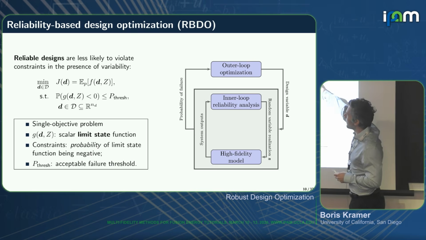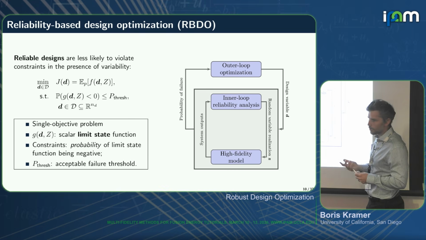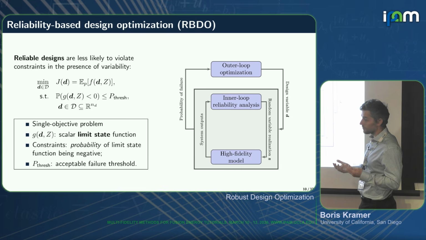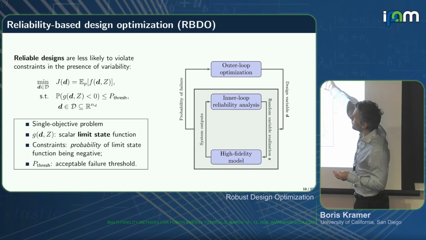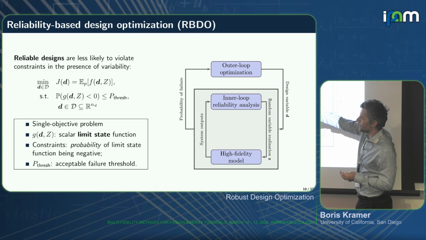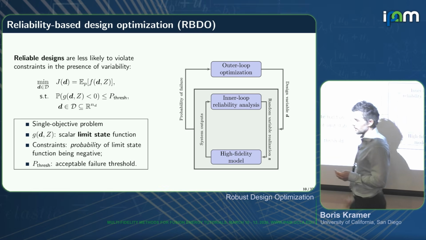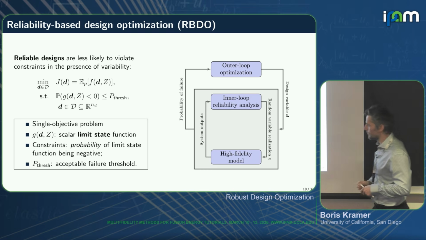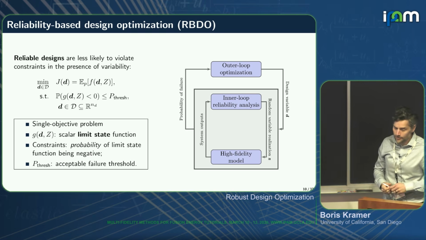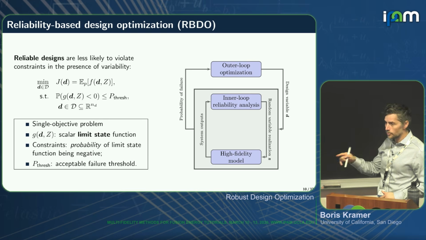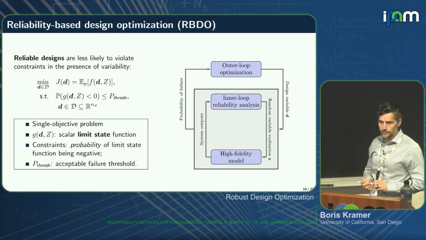But the key is you have this outer and inner loop, and that is a problem in these problems because it just makes everything more expensive. Outer loop, you optimize over D. Inner loop, at any given D, you have to compute the probability, under the uncertainty coming from your random variables, that your constraints are violated. And that also requires you, usually in the most brute force way, to evaluate your model again.